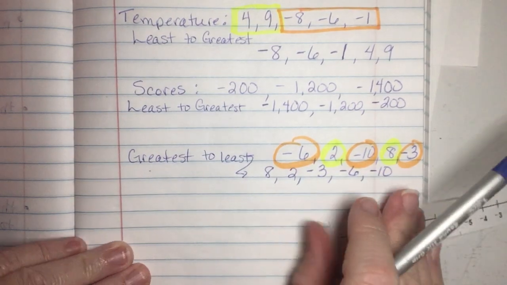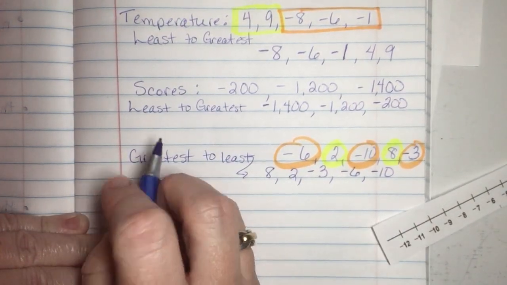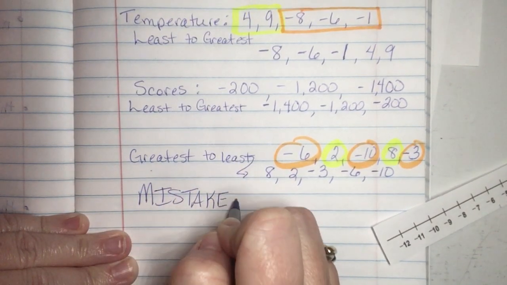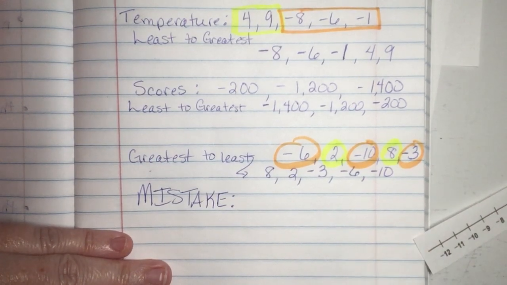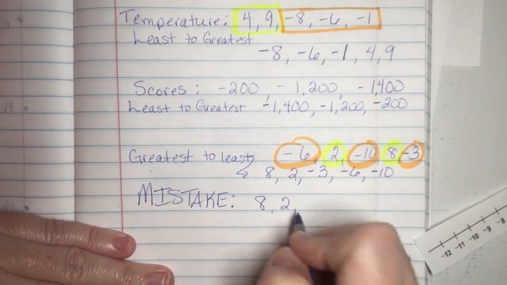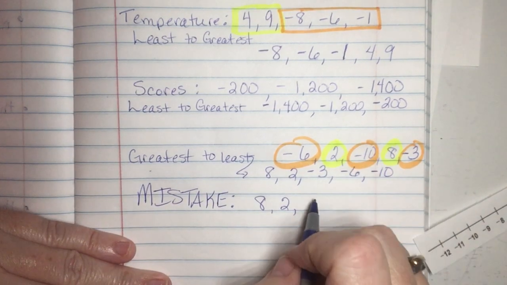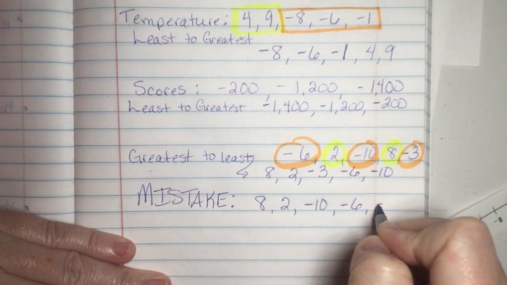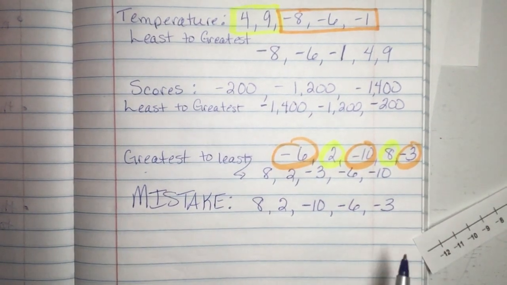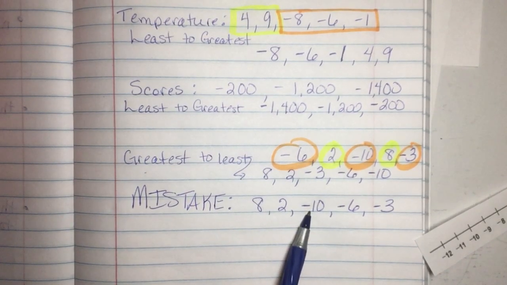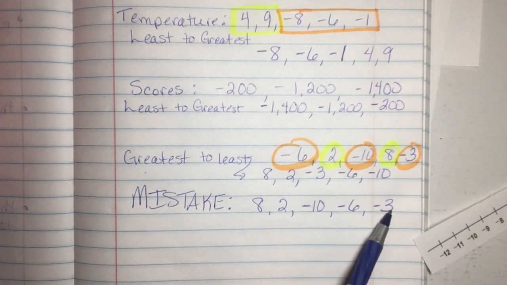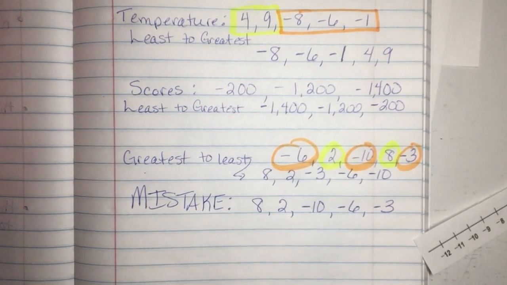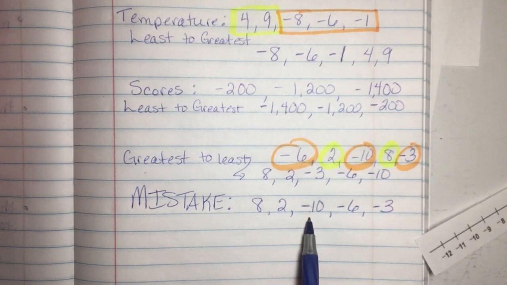Okay? All right, I want to show you a mistake that is made often. So write mistake real big so we know that this is a mistake that kids make. Most kids can get the 8 and the 2 with no problem. And then they put the negatives next, but this is the mistake they make. And they make it because they're thinking 10 is bigger than 6 than 3, right? Because they're thinking about it like positives. But remember, it has to be the opposite for negatives, all right?